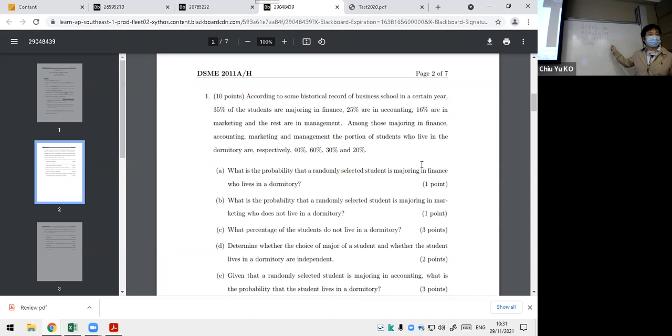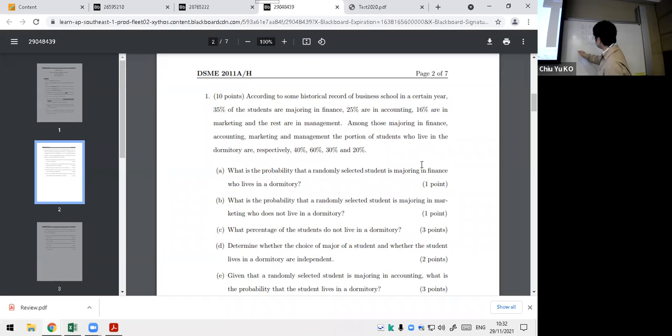I'm not going to do the calculation, I'm just telling you how this question is answered. You should try to work it out at home. That's why I didn't give you the solution, because you should try it out by yourself. The next part is about those majoring in finance who live in a dorm.